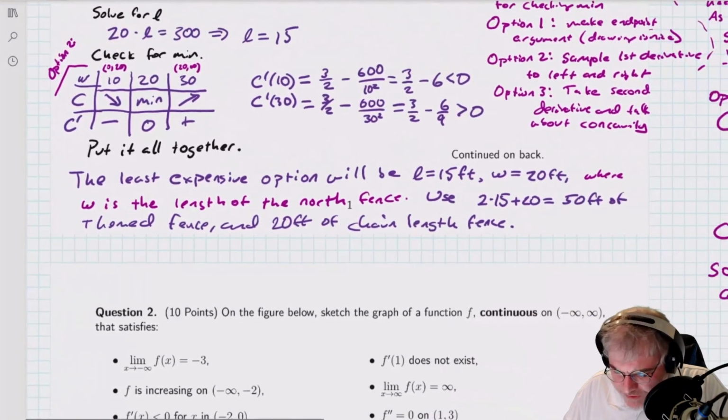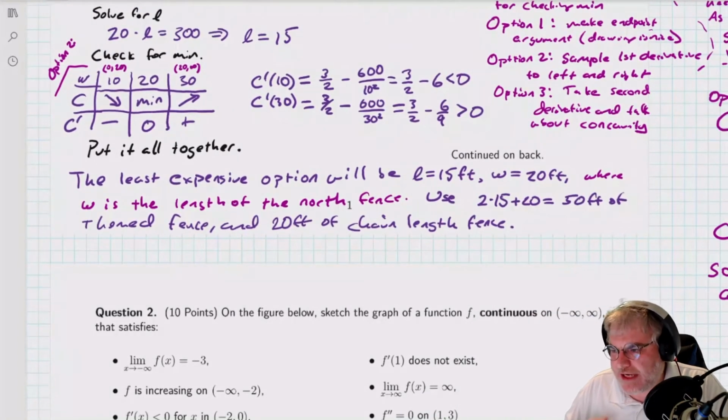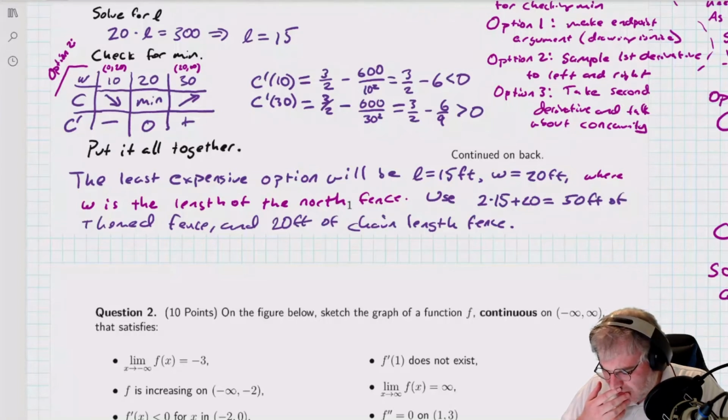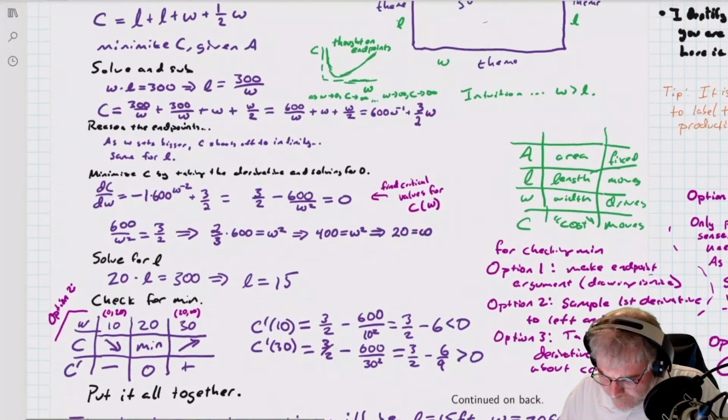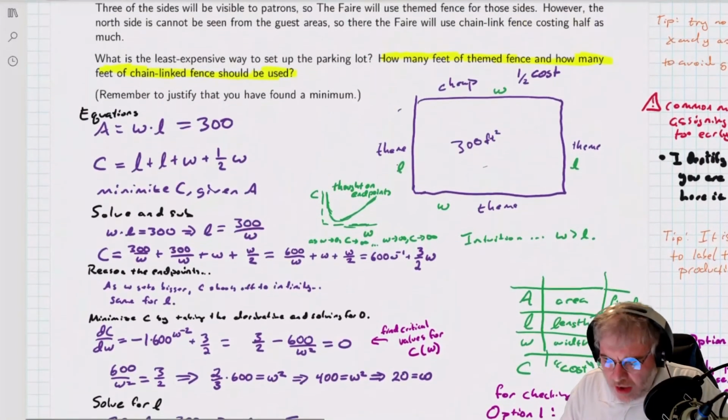And then what I'm going to do is put it all together and make sure I answered the question, right? So I said that the least expensive option will be L equals 15, W equals 20. What's the total cost? I don't really know, because it didn't give me a money amount. Something's wrong here. I should be able to do that. Let's go look at what the question said. Oh, what is the least expensive way to set up the parking lot?